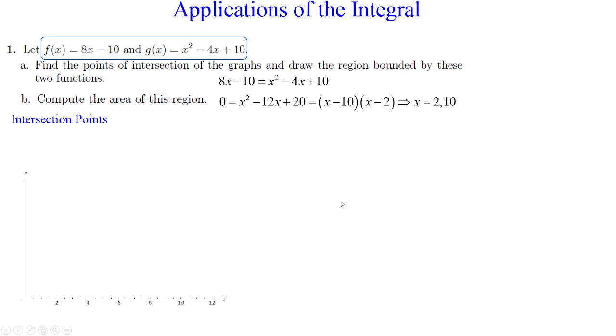So I've got my x coordinates. I could plug those into my f of x to find my corresponding y coordinates here. So if x is 2, that would be 16 minus 10. That would be a 6. And if x is 10, that would be 80 minus 10. Ooh, that's a 70. Okay, there's my intersection points. Oh, that's obviously why I did not scale that.